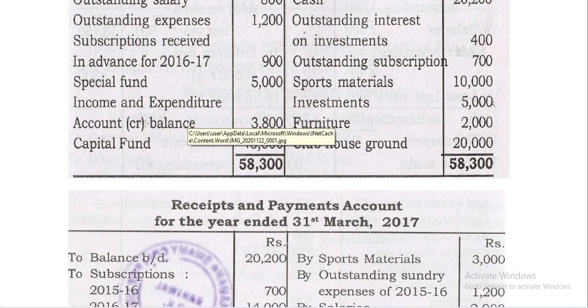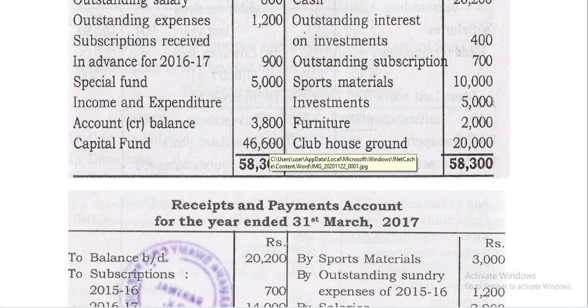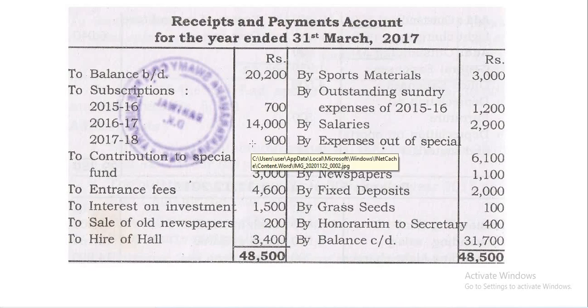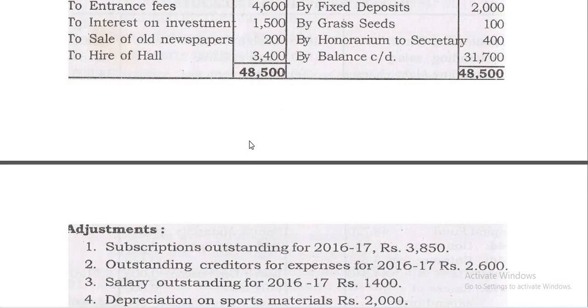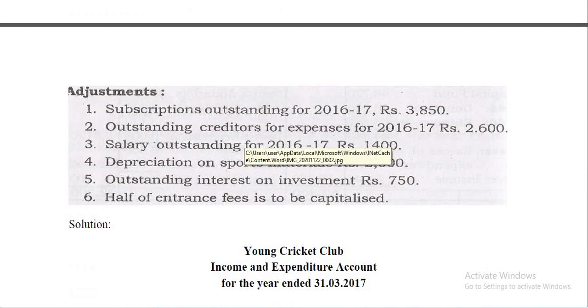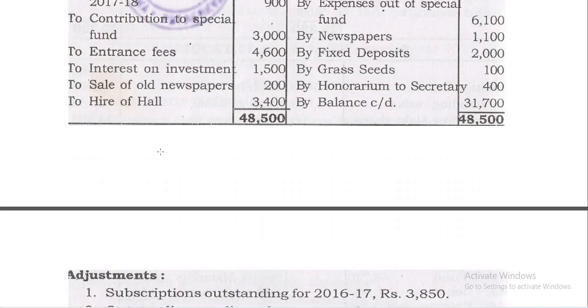So income and expenditure account credit balance of last year, this should be added to 46,600, and then to that, the current year balance of income or expenditure should be added. The current year excess of income over expenditure should be added, or else it should be deducted. And then capitalized items like entrance fees, that should be added.